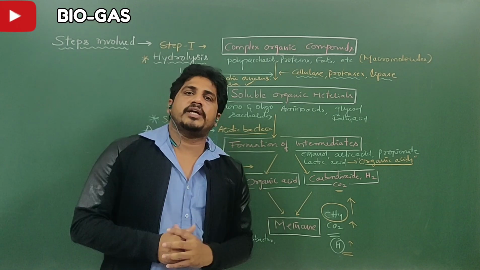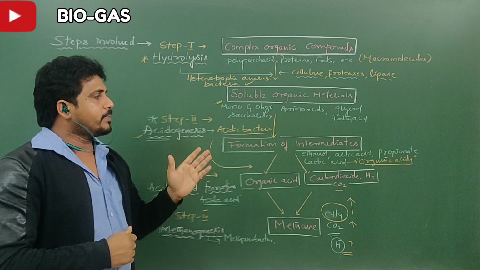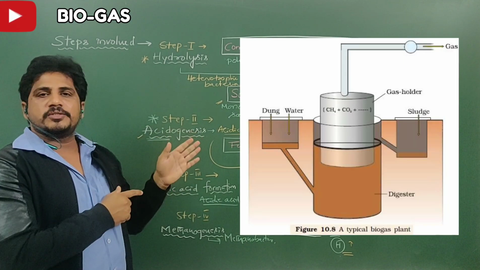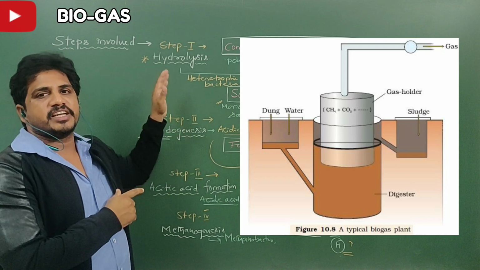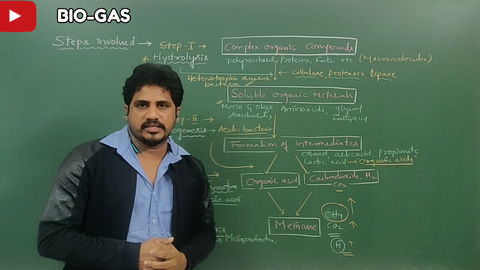Just follow the plant diagram given in the textbook. I hope you understand. Go through the picture as well as the explanation just given. Observe each and every step, where the particular bacteria is involved and what the products are.